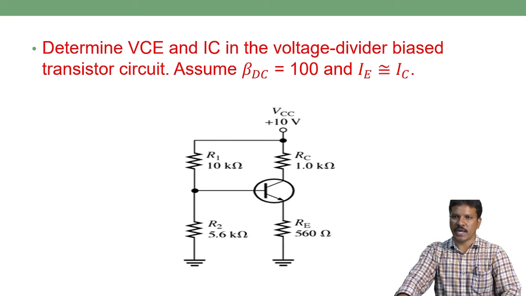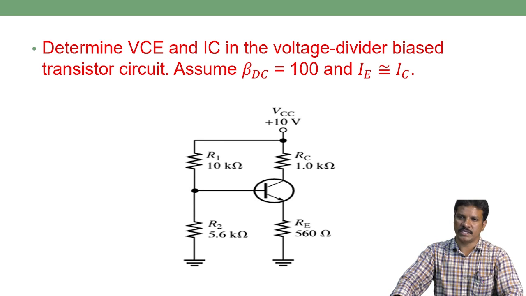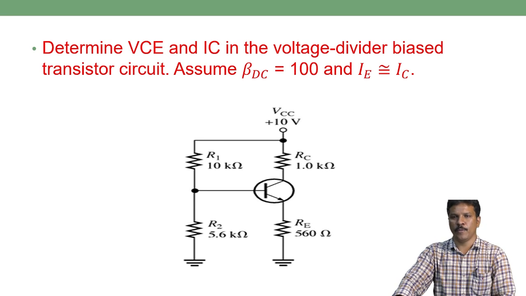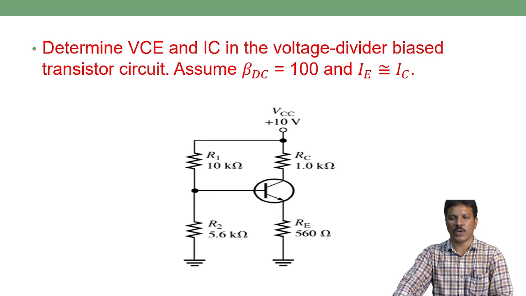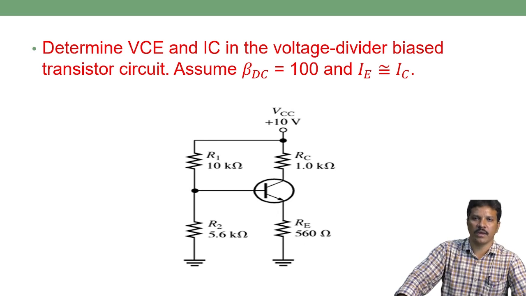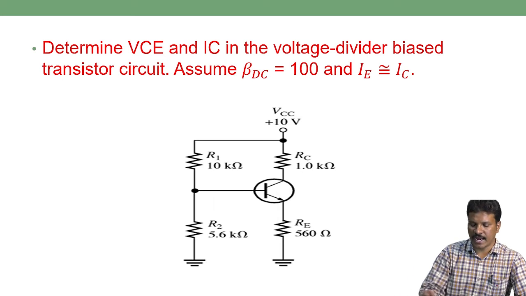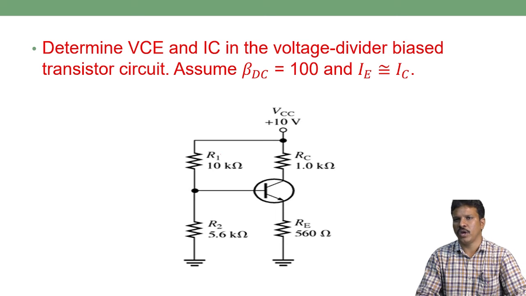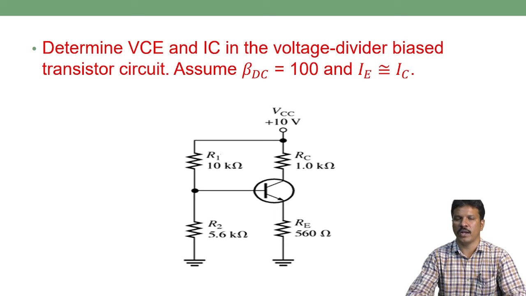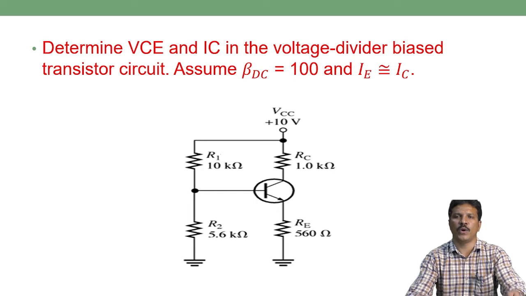A voltage divider bias network has a transistor with an RC resistor and an RE resistor, and the input base bias consists of R1 in parallel with R2, following the voltage division rule. So in this type of network, there will be R1, R2, RC, RE. This network is called a voltage divider bias network. For this network, we need to find out the Q point and load line.